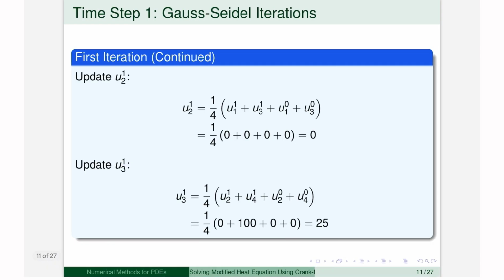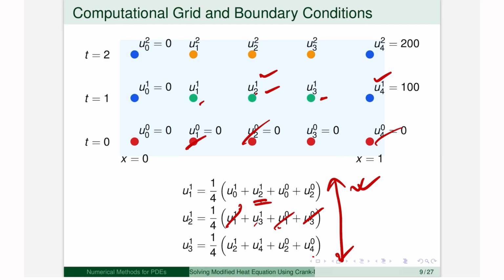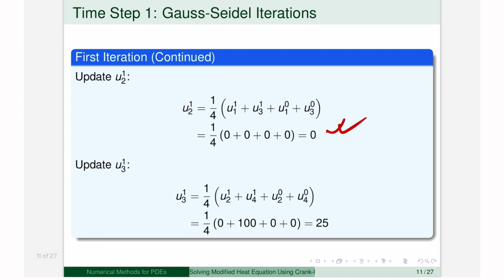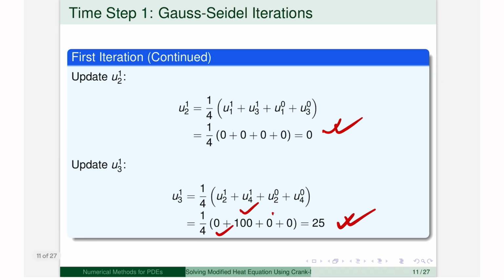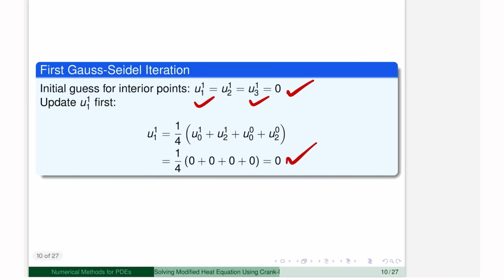So here you can see that that is also 0. Now u13: here this is 0, this is 0, this is 100, and this is u12, the already calculated, updated value 0. So now if I do that, you get 0, 100, 0, 0, so that is 25. Okay, so in the first iteration we get 0, 0, 25.